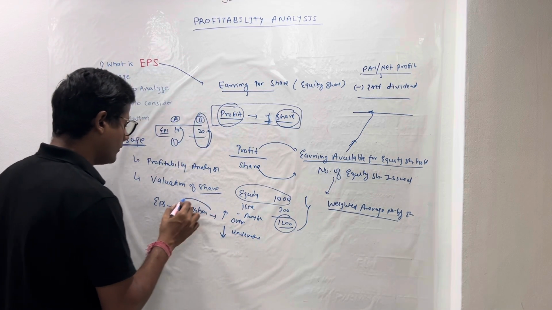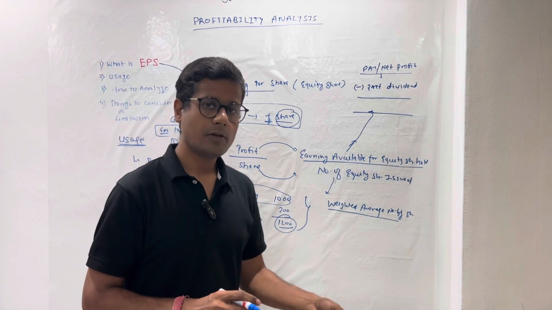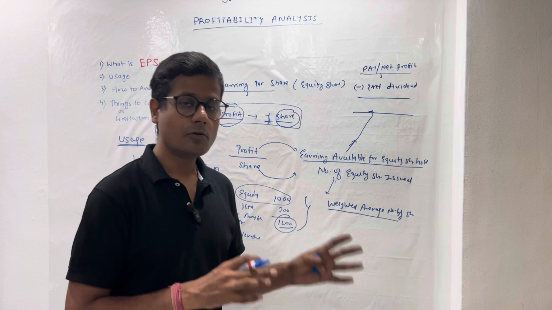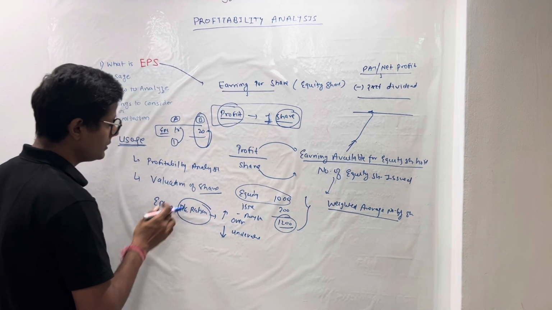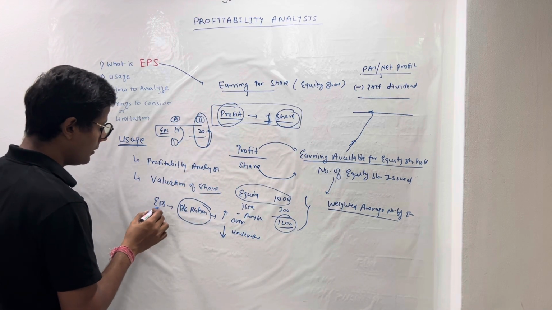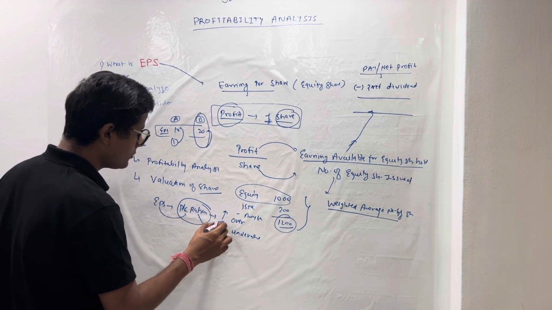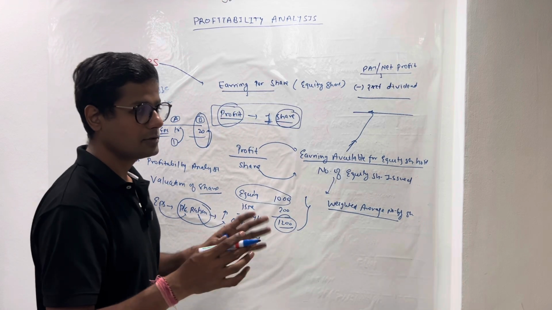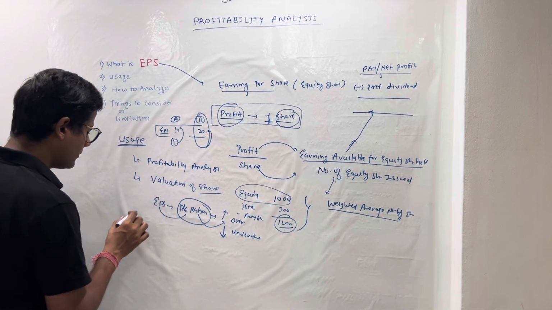Don't worry, in detail we will discuss the PE ratio. In the upcoming video we'll discuss what the PE ratio is, how to calculate it, and how to analyze it. But since this term has come up, I just want to explain that EPS is very important because it is used in the calculation of the PE ratio. Using the PE ratio we do the share analysis, whether it's overvalued, undervalued, etc. So for valuation purposes this is used.